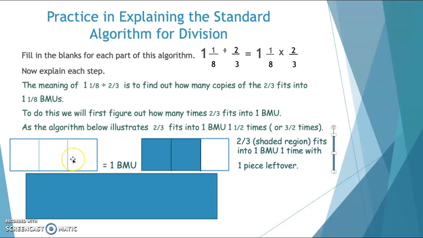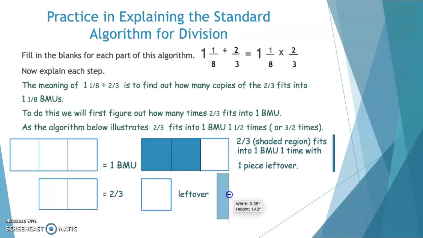So 1 BMU, 2/3, the shaded regions, fits into 1 BMU one time with one of the pieces left over. So let's break it out a little bit further. We've got 2/3 with the leftover of, right, 1/3.